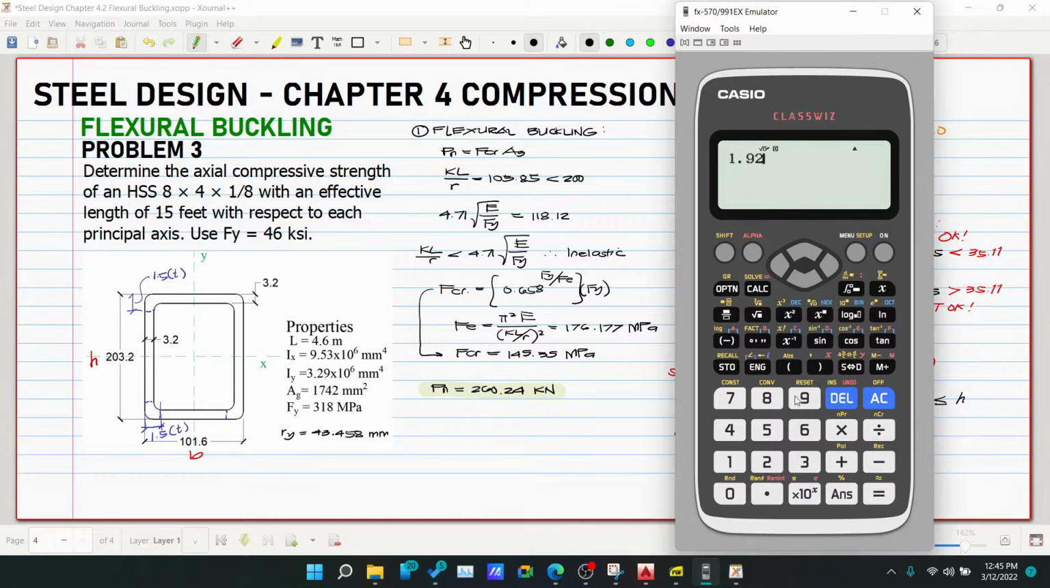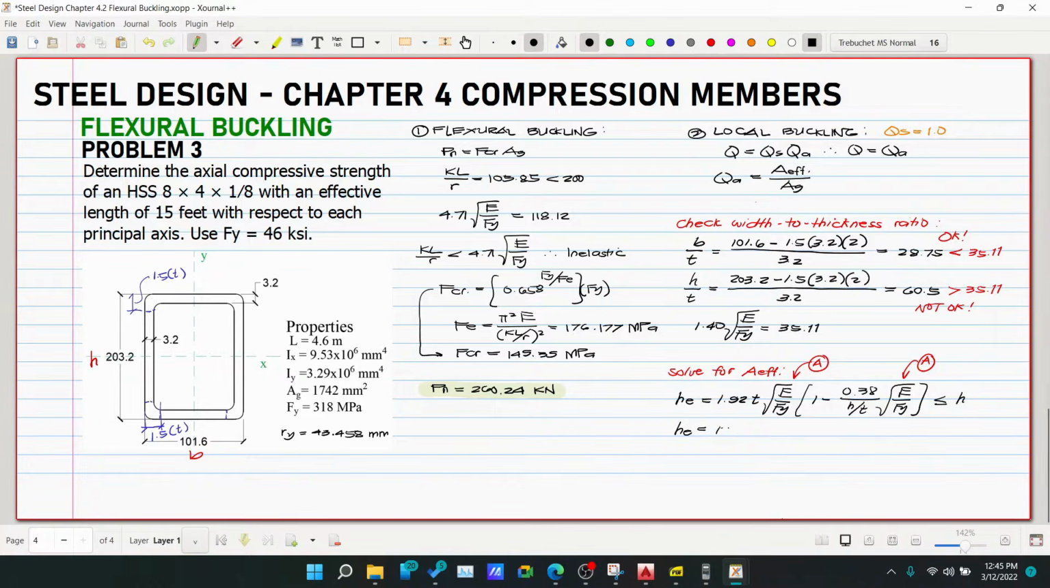So, 1.92 multiplied by thickness na 3.2 multiplied by square root of E over Fy, which is yung A natin, multiplied by 1 minus 0.38 over H over T, which is 60.5 multiplied by A. So, 129.812 millimeters, which is less than sa ating H. So, okay tayo sa limit natin.